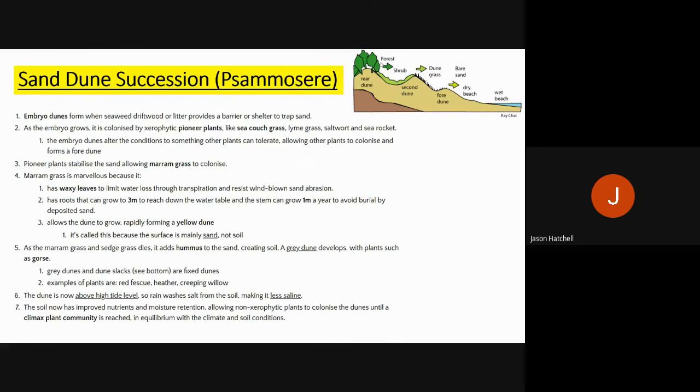And what we essentially get over time as we move further away from the shoreline, further away from the foreshore, is we get stronger and stronger sand dunes. We get a climax in the plant community. So equilibrium between climate and soil is reached. So that is the Psammosere or sand dune succession.